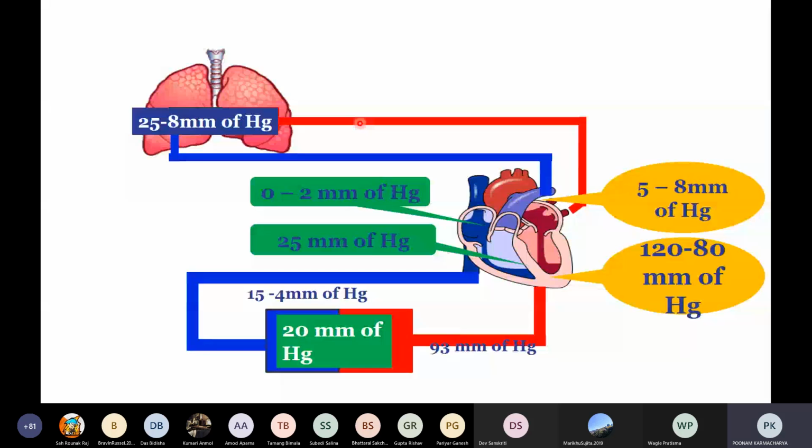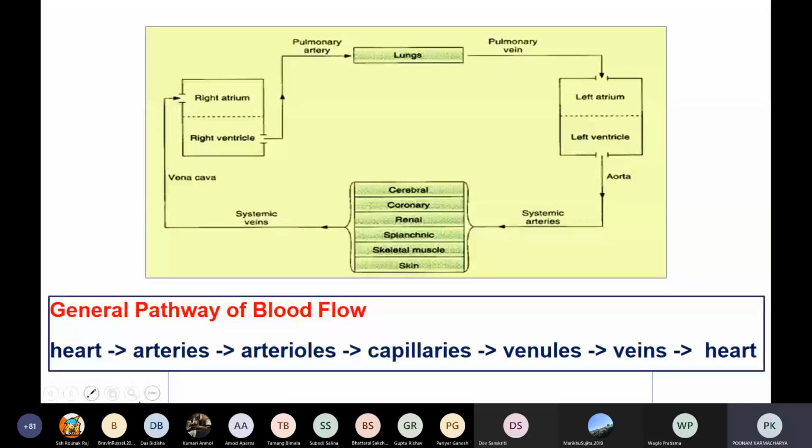So again the same thing. So here it is the general pathway of the blood flow. So we have already discussed that from the heart the blood is going to the aorta, then to the arteries, then arterioles and capillaries, then back to the venules, veins and the heart. So we're gonna see how each of these vessels helps in the circulation, or how each of these vessels helps in the blood flow. All right.